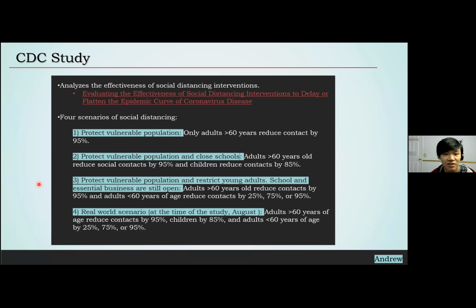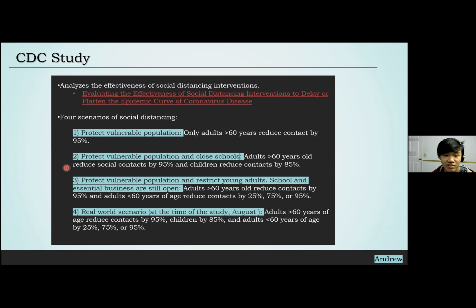Yeah, so for this next part, we looked at a CDC study that analyzes the effectiveness of social distancing interventions, and specifically only social distancing. So it takes a look at 4 different scenarios of social distancing, specifically in the city scope. So it takes a look at an example city, and we have 4 cases. The first one is to protect vulnerable populations. In this case, the vulnerable population is defined to be adults older than 60 years of age, and we'll have them reduce their contacts by 95%.